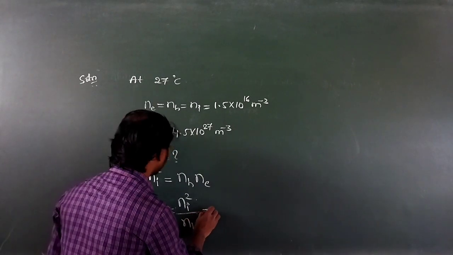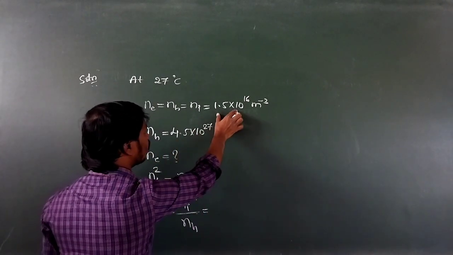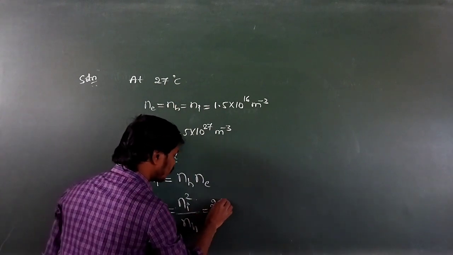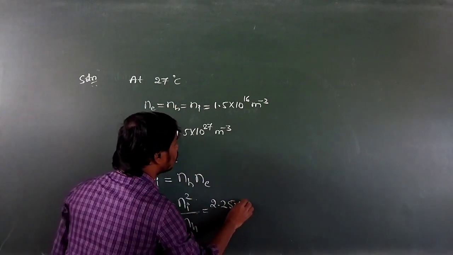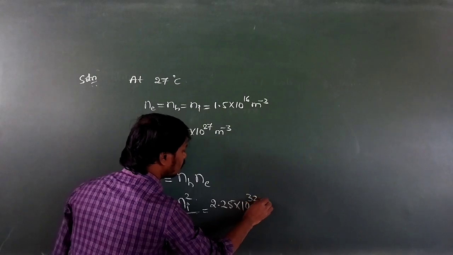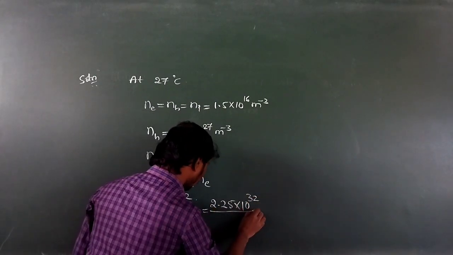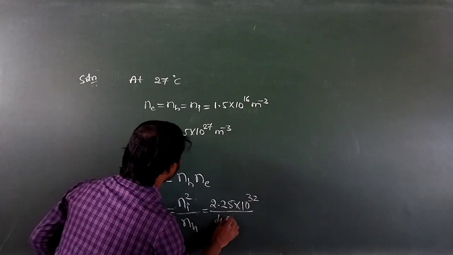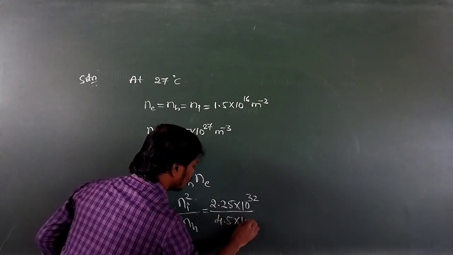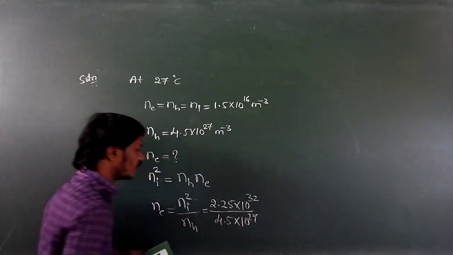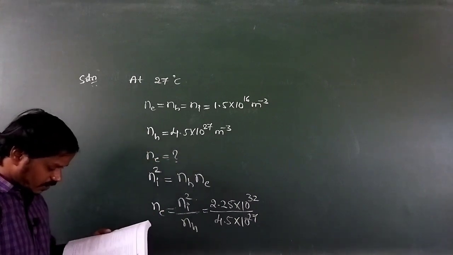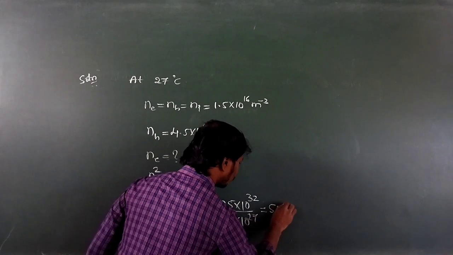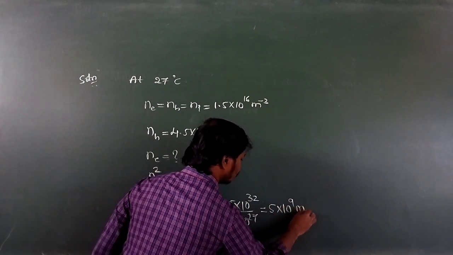What about Ni square here? That is 1.5 into 10 to the power of 16 squared. Then it is 2.25 into 10 to the power of 32, divided by NH. Value of NH is 4.5 into 10 to the power of 27. Then on solving this one, we will get the answer as about 5 into 10 to the power of 9 per meter cube.